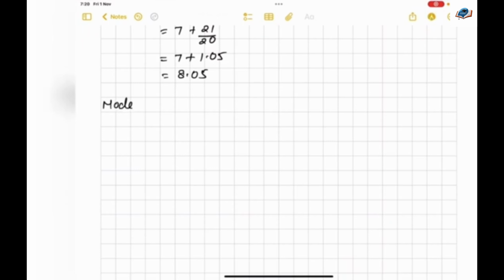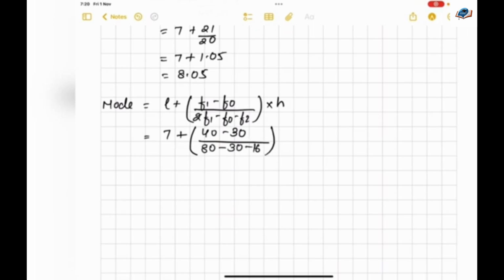Now for mode, the formula is L plus (F1 minus F0) upon (2F1 minus F0 minus F2) into H. So this will be 7 plus (40 minus 30) upon (2 into 40 minus 30 minus 16) into H, which is 3. So 7 plus 30 by 34. So that is coming 7 plus point 8.